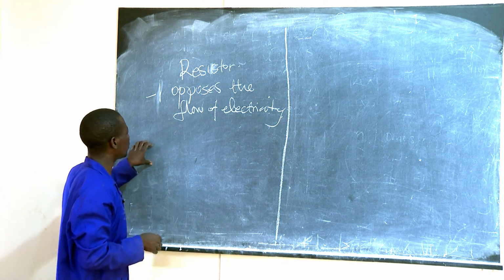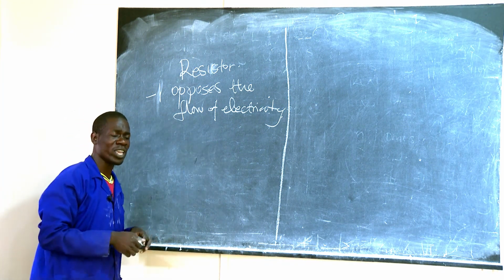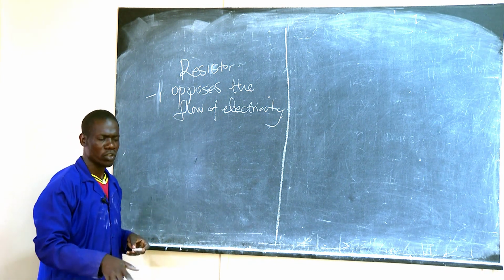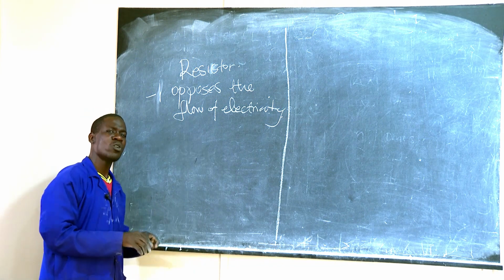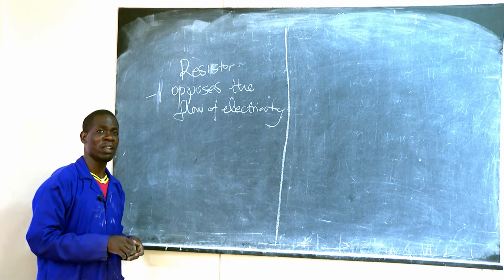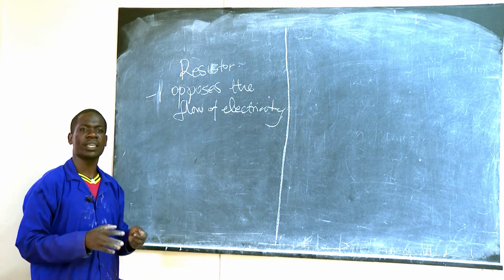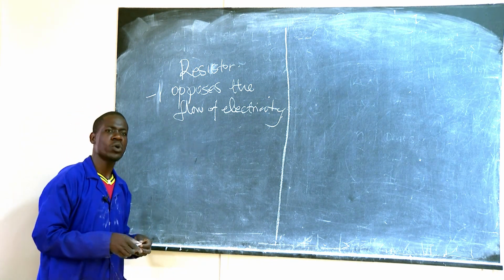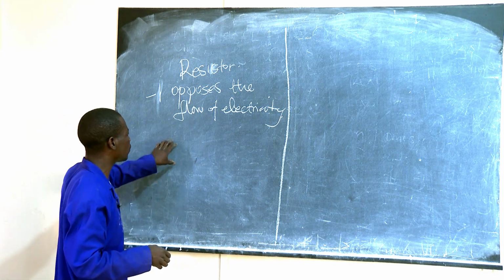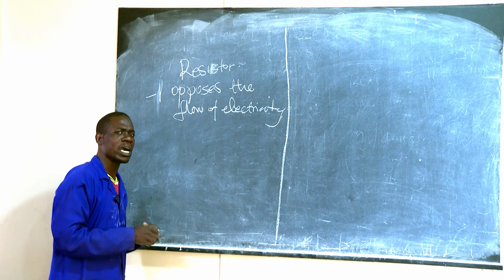But now you have to know that we have different types of resistors. We have the variable resistors, then we also have the fixed resistors, and on the other hand, we can also talk about the metal film resistors, then we also have the carbon film resistors, then we also have the carbon composition resistors. So all those resistors, you have to know how they are made up and how they work.